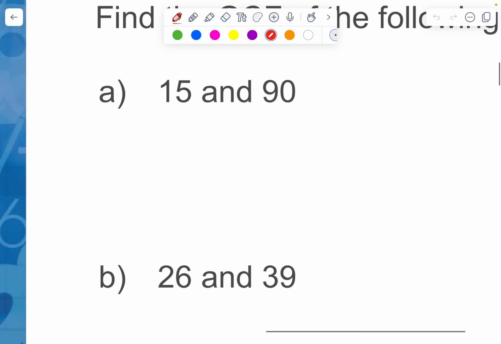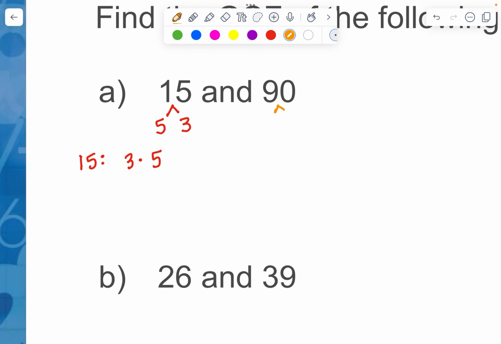We're going to find GCF by finding the prime factorization. So 15 is the same as 5 times 3. We can't break that down anymore. There's no numbers that multiply to 5 except 1 times 5. There's no numbers that multiply to 3 except 1 times 3. So the prime factorization of 15 is just 3 and 5.